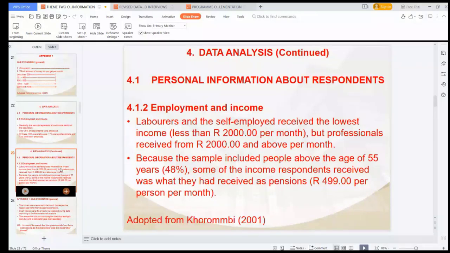They are saying quantitative data requires quantitative analysis. I said laborers and the self-employed received the lowest income. That is not quantitative, it is qualitative. But it becomes quantitative when I put in brackets less than 2,000 per month. 2,000 is quantitative because it's a number, a numerical value of someone's salary. And I say, but professionals received from. If I say professionals received from, that is qualitative now. But I mix qualitative and quantitative. Therefore, I was also interpreting. But there is an element of quantity here, although I was doing it qualitatively.